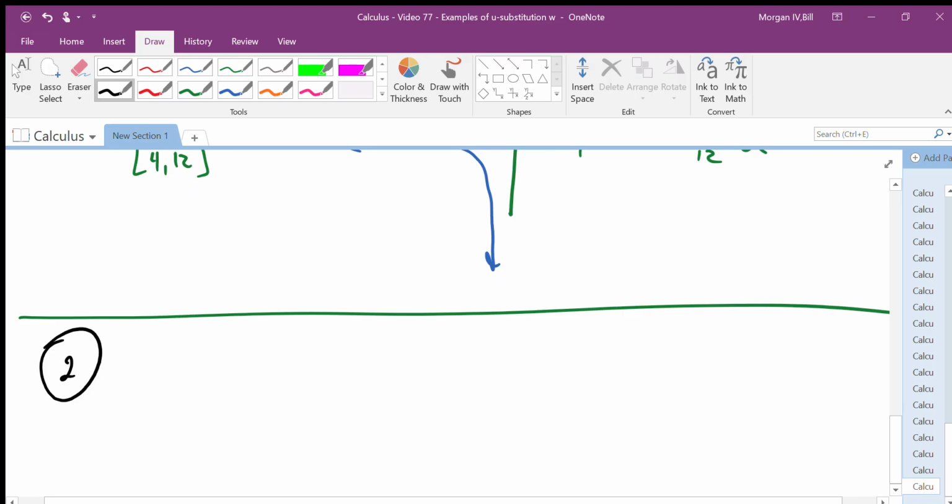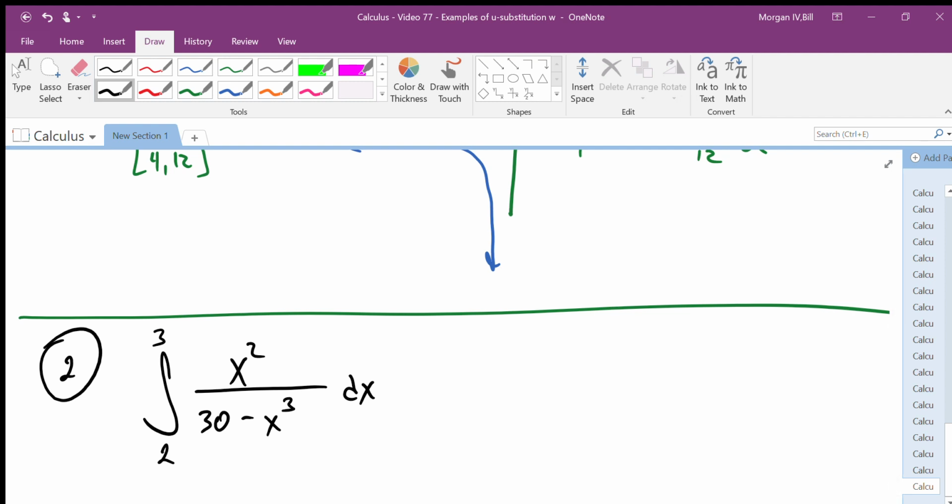Number 2. We have the integral from 2 to 3 of x squared over 30 minus x cubed dx. Okay, once again, this looks a little bit complicated just to try and take the integral, probably a u substitution problem. Well, what should your u be? It should be a function, typically, not always, but typically a function whose derivative is also in the problem. In this case, I'm thinking, let's let u equal 30 minus x cubed, that whole denominator there.